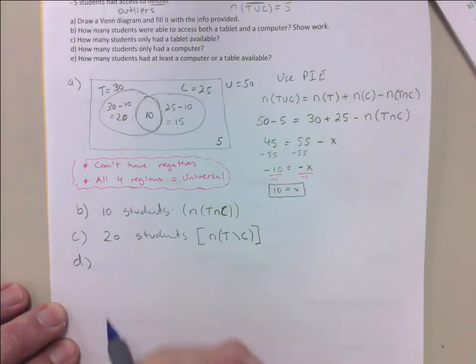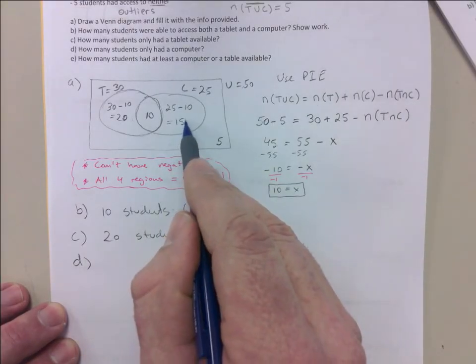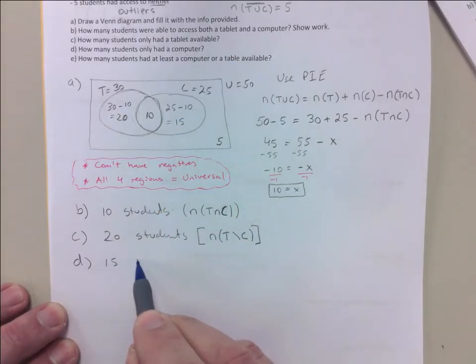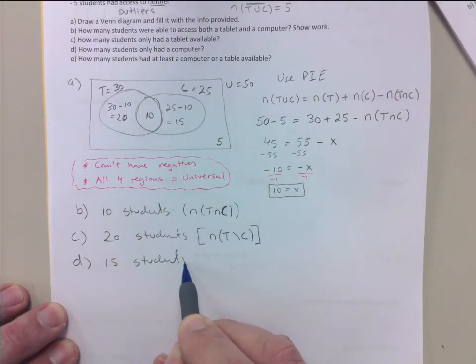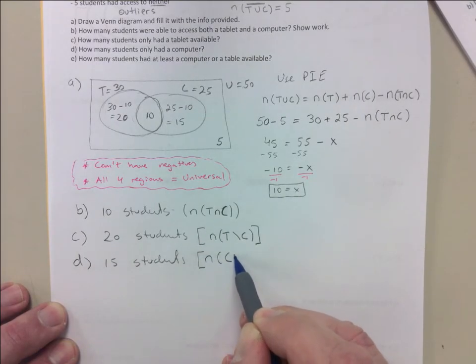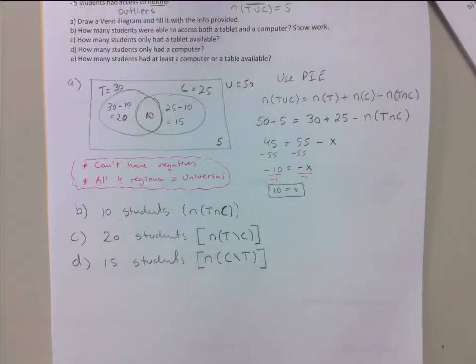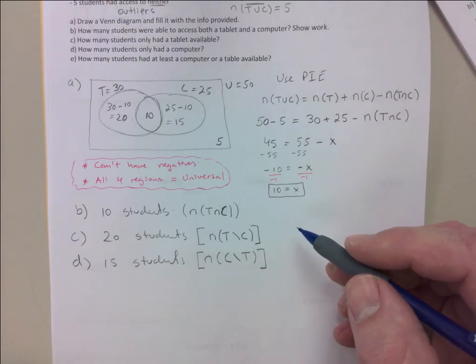D, how many students only had a computer? That would be the 15 that are in this section. 15 students. So it's N of C, not T. So order matters, right, in this case. The word only is the one that gives it away, but sometimes it says had a computer but not a tablet. That's the same wording. They're asking for the same thing.